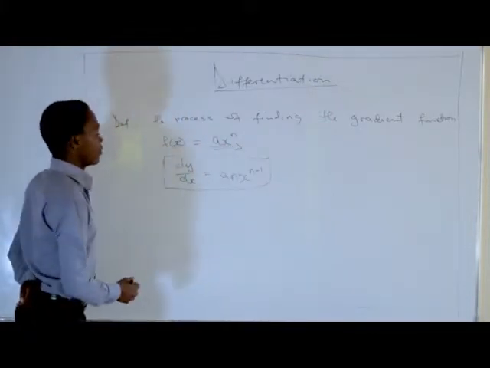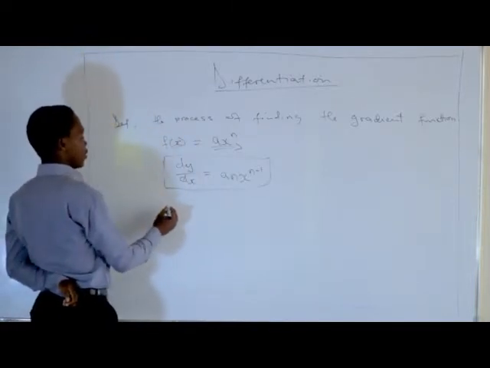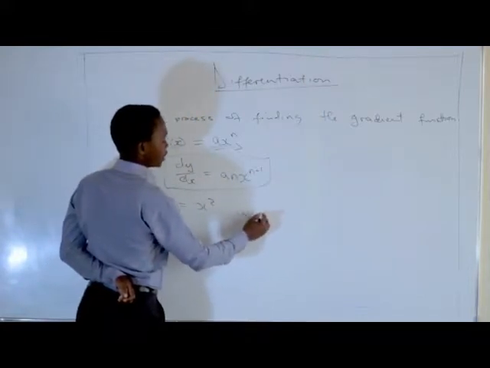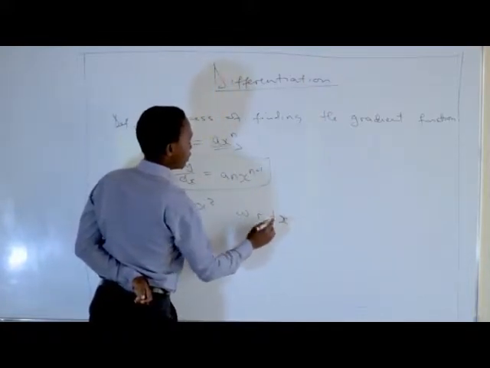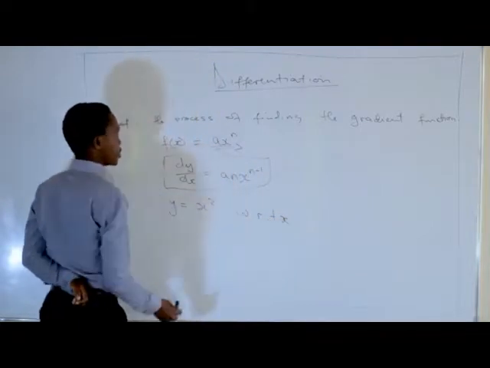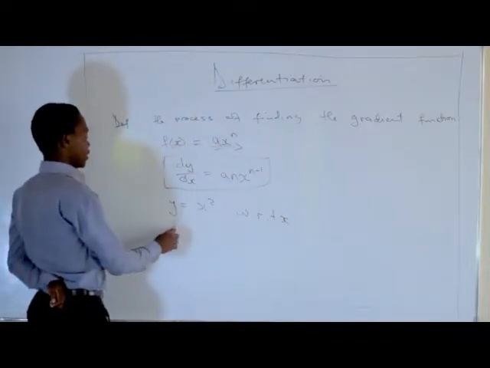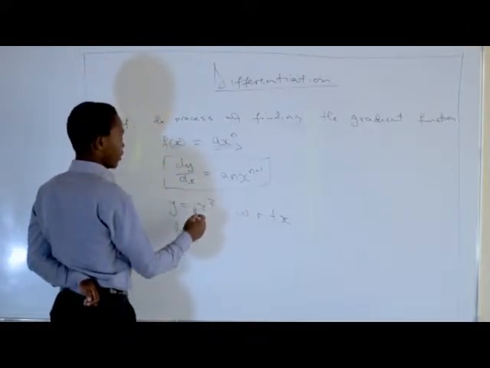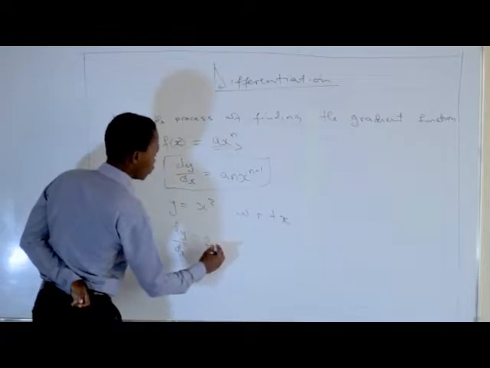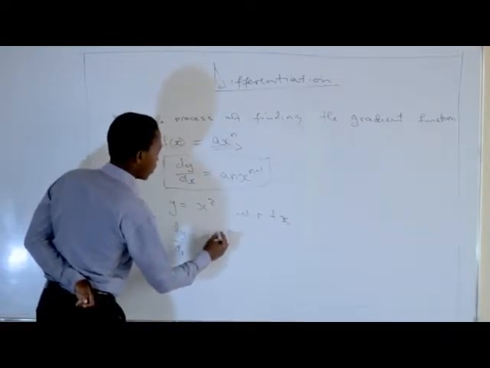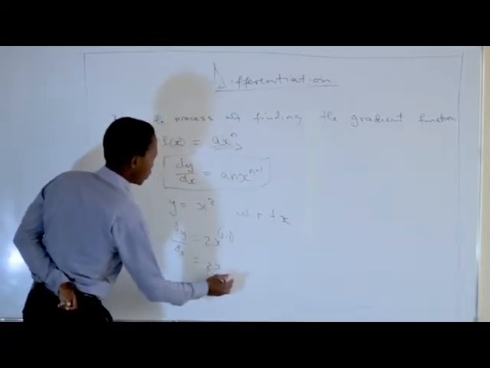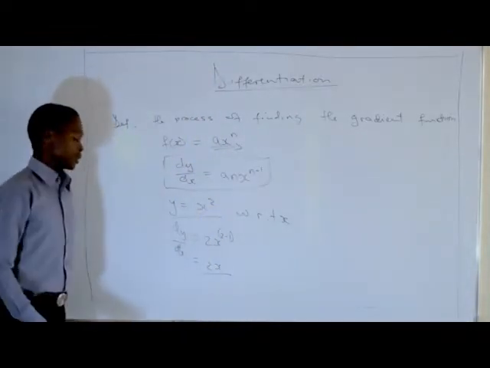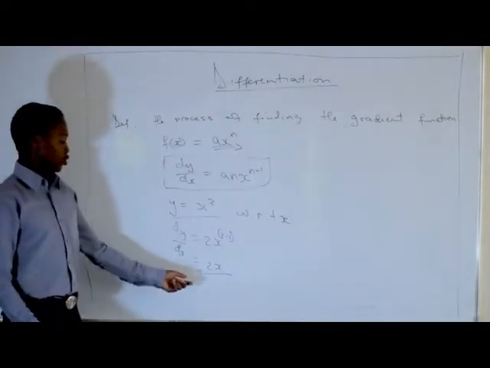So, for example, we can say find the derivative of y equals x squared. We are differentiating with respect to x. So what do we do? We just write dy over dx is equal to 2 times 1, which is 2x to the power 2 minus 1, which will give us 2x. So this is the gradient function. For a function which was y equals x squared, the gradient function is equal to 2x.